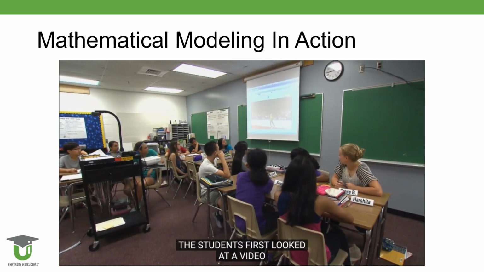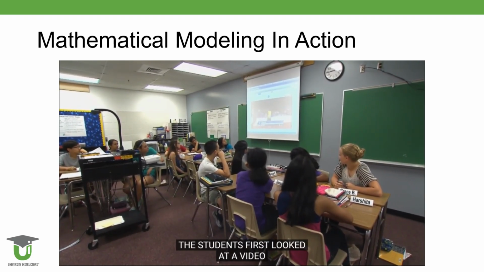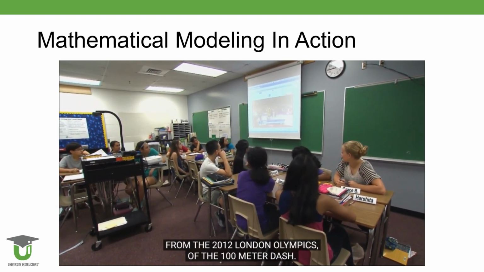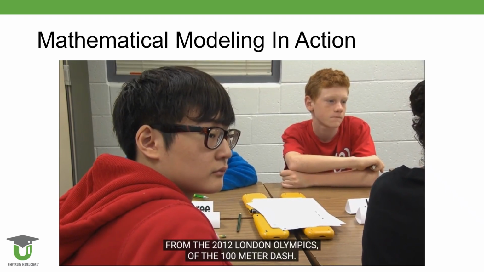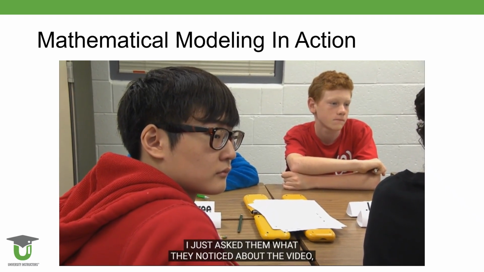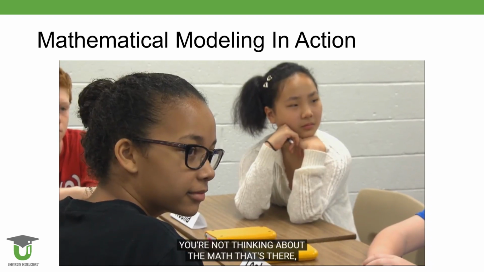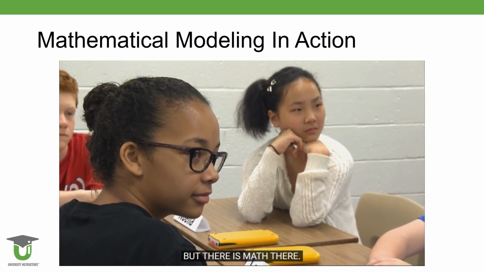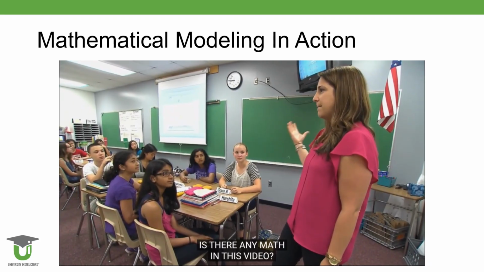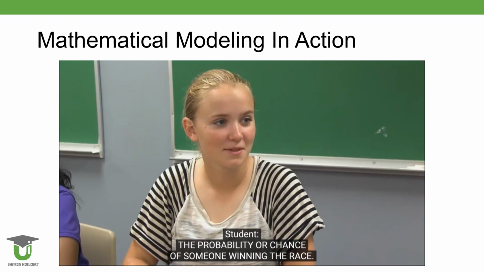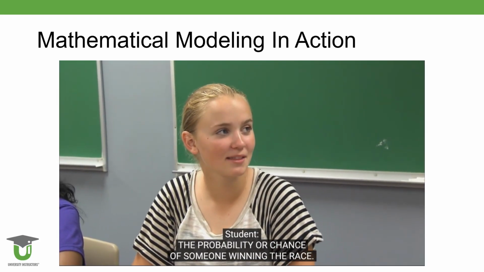The students first looked at a video from the 2012 London Olympics of the 100-meter dash. They just asked them what they noticed about the video because when you're just watching the video or looking at the Olympics, you're not thinking about the math that's there, but there is math there. Is there any math in this video? The probability or chance of someone winning the race.